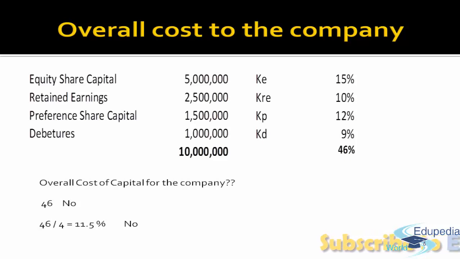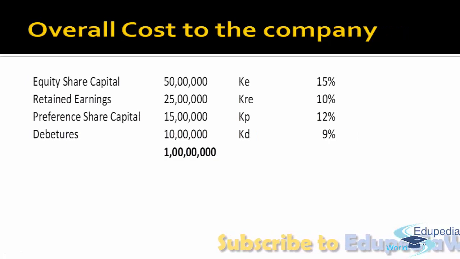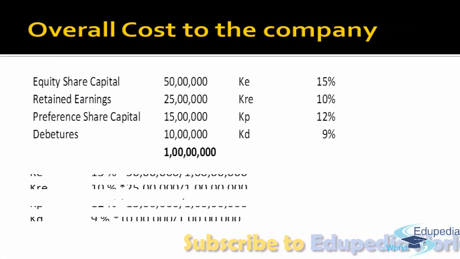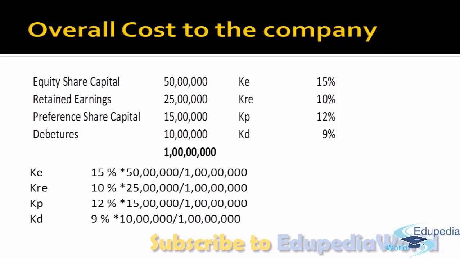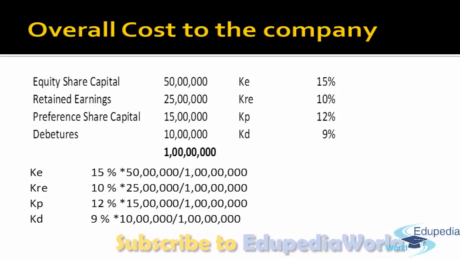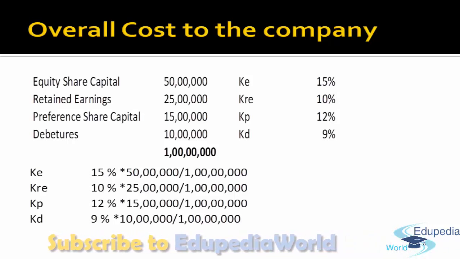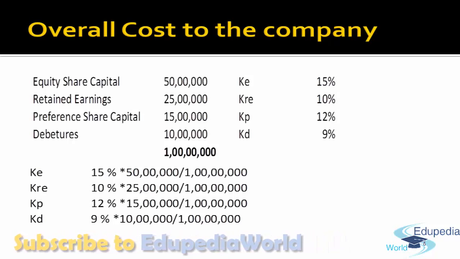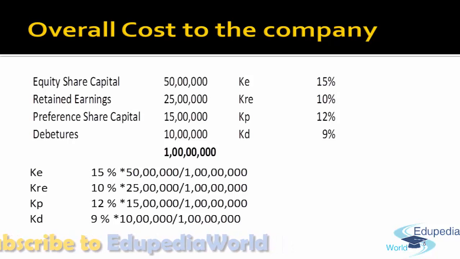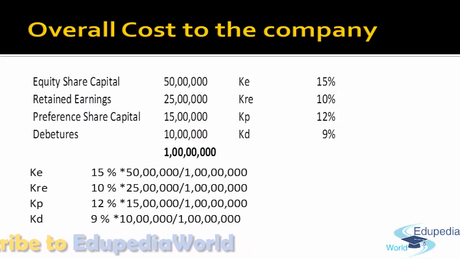In the same way, we are going to compute the cost for each specific source with respect to their total funds to the company. So in order to compute the overall cost to the company in the example that I've just discussed, we will compute the portion of that cost in comparison to the overall funds to the company. What is the weightage of that source of finance? So here we have equity 50 lakhs out of 100 multiplied by 15%. That is the share of the cost of equity for the total funds. Likewise, cost of retained earnings is 25 lakhs divided by 100 lakh multiplied by 10%.